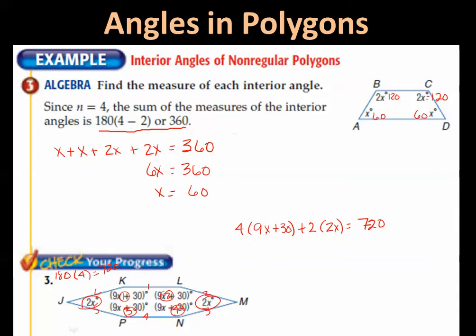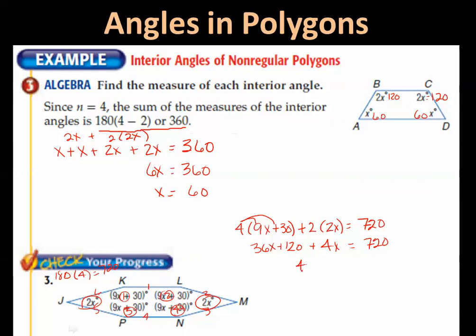I just did that so I wouldn't have to write all that stuff over and over and over again. Up here I could have gone 2x plus 2x like that, or I could have just added them all up in my head and done 6x to begin with. But you've got to distribute the 4. And then you've got to multiply the 2 and 2x. And then go ahead and combine your like terms.